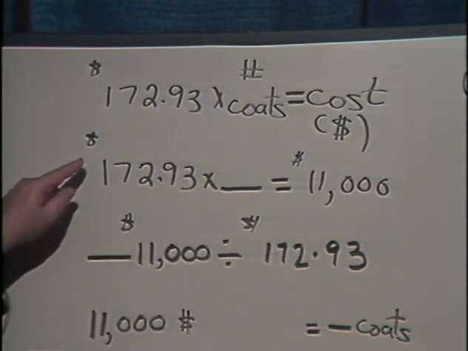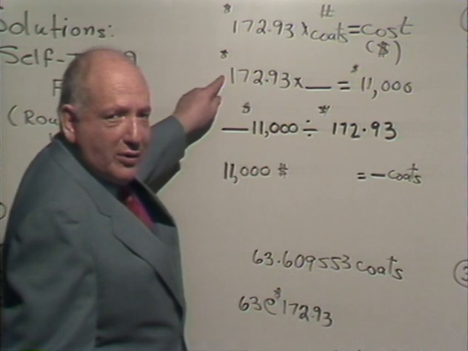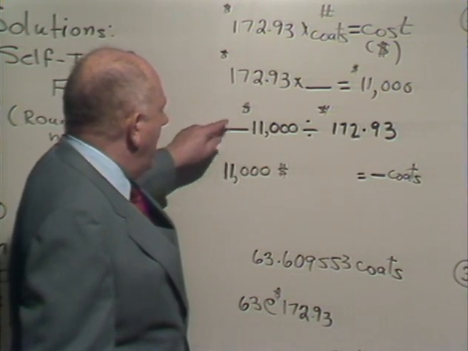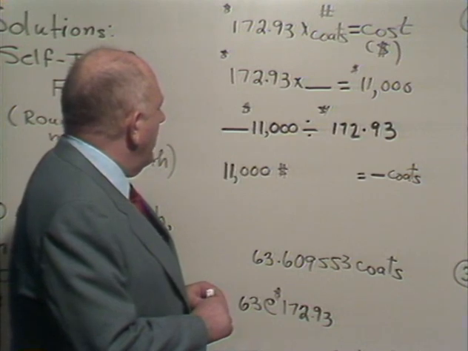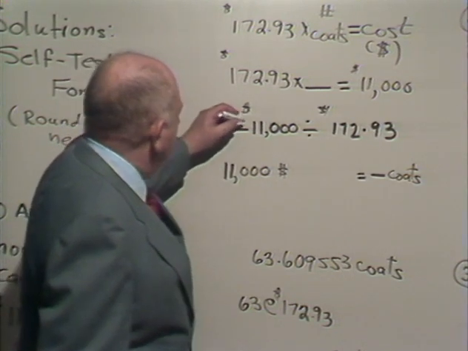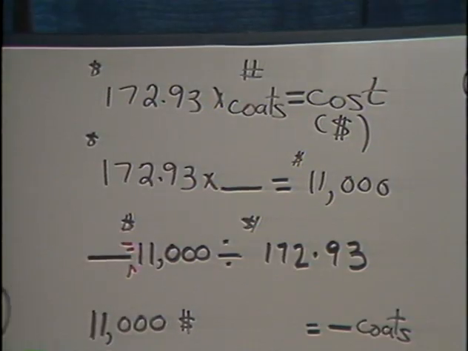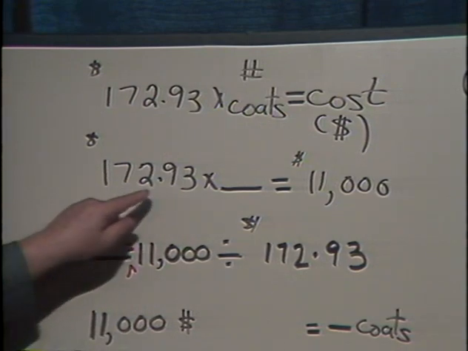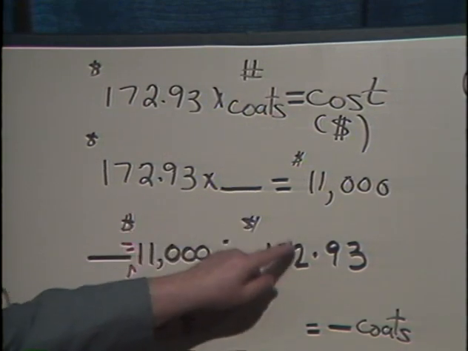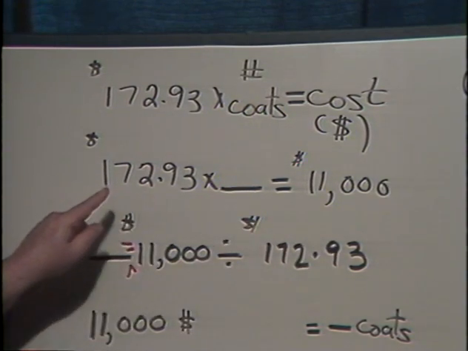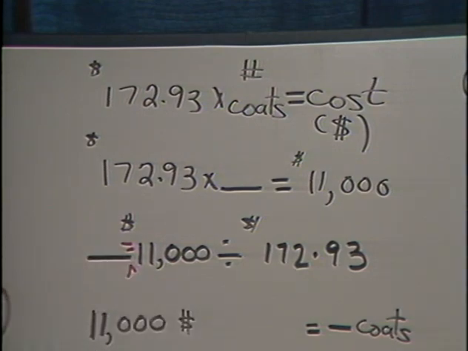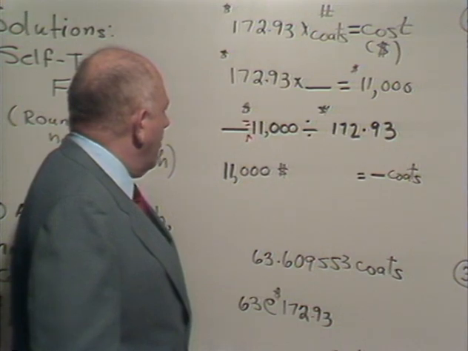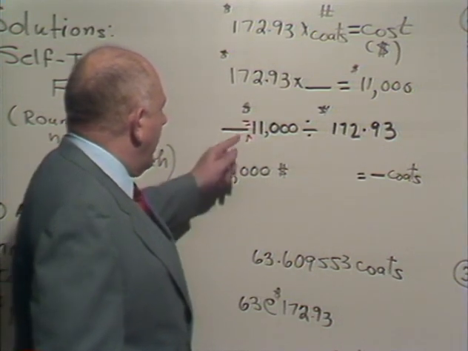That's, again, a problem that looks like multiplication, but it's really division. And so what it really boils down to is what? Blank is $11,000 divided by $172.93. Okay? And so we just do this division, and that should give us the answer.